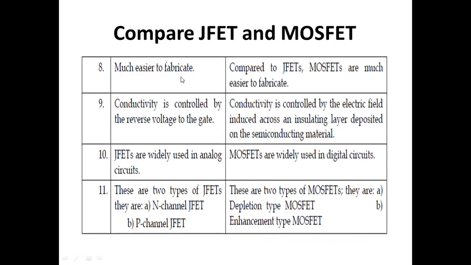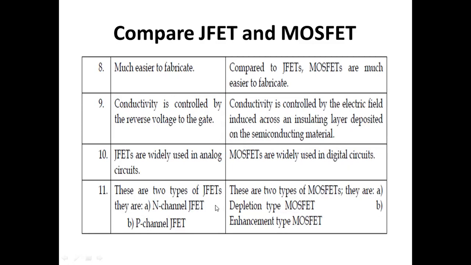MOSFETs are much easier to fabricate compared to JFETs. In JFET, conductivity is controlled by the reverse voltage of the gate. Here, in MOSFET, conductivity is controlled by the electric field induced across the insulating layer deposited on the semiconductor material. JFETs are widely used in analog circuits. These MOSFETs are widely used in digital circuits.